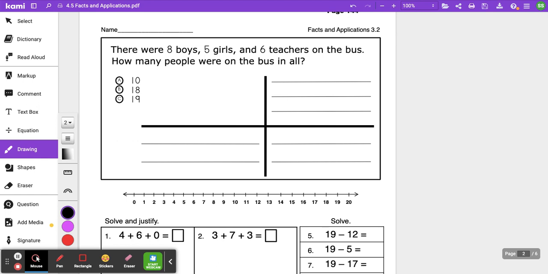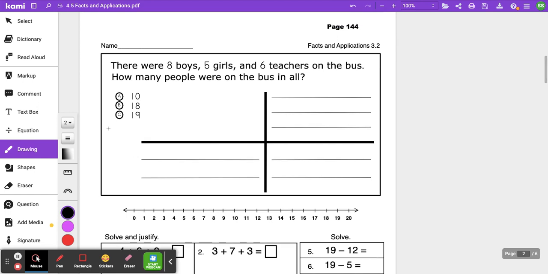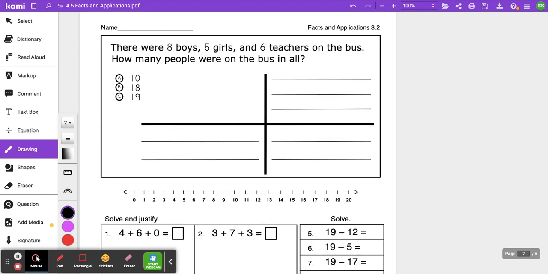Let's read it together. This is the next page. It's page 144. In class today, we are going to do all 6 of our pages in Facts and Applications. So, first page is done, and we're reading the next problem. There were 8 boys, 5 girls, and 6 teachers on the bus. How many people were on the bus in all?